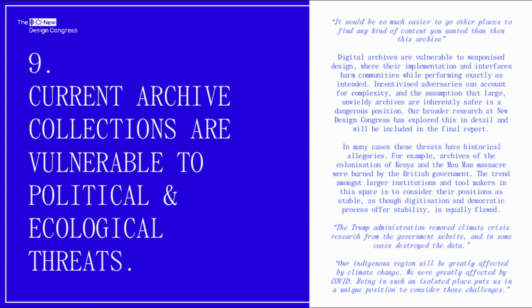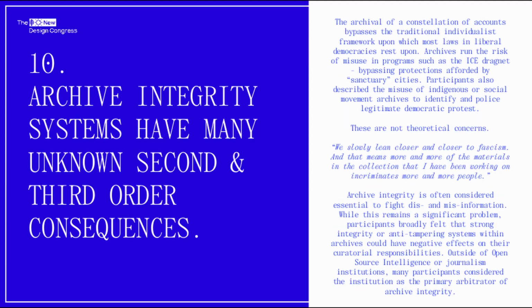We really want those to be kept in mind in further conversation about the political and ecological threats. So the last two here link together a little bit, and I think we'll try to cover them both together. Archive integrity systems that we've talked about, the idea of making a system harder to forge, so harder to manipulate a digital archive, have very interesting and unknown second and third order consequences.